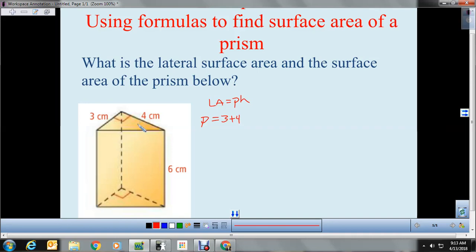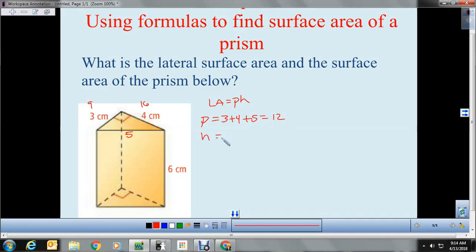If we have a right triangle and we have 2 sides of it, we can use the Pythagorean theorem to find our third. So 3 squared is 9, 4 squared is 16, equals this side squared here. You add 9 and 16, get 25, and the square root of 25 is 5. You may recognize this as a 3, 4, 5 right triangle. So we add 5 here. This gives us 12 for our perimeter.